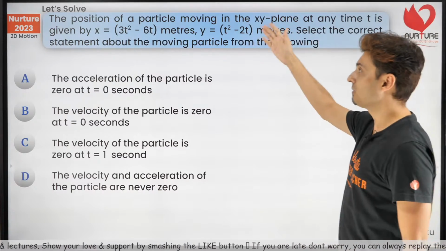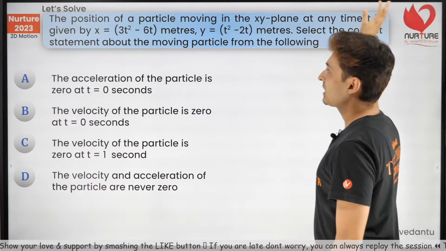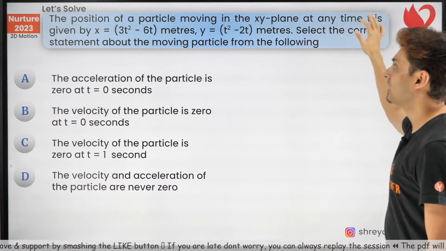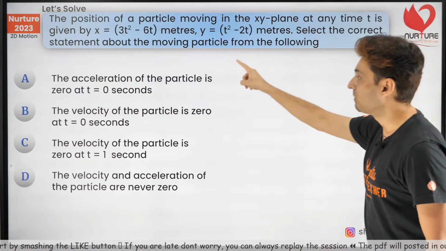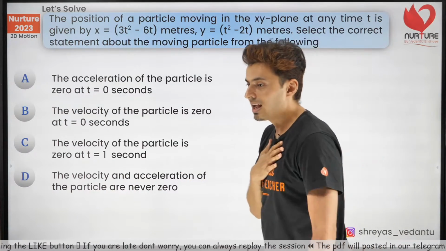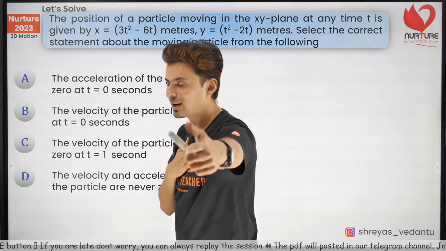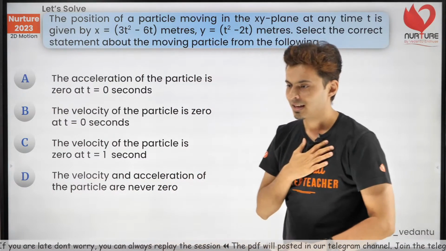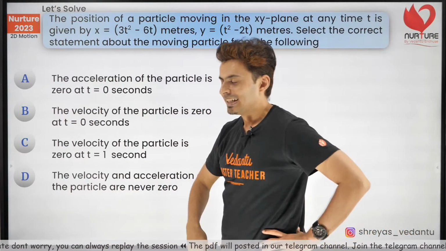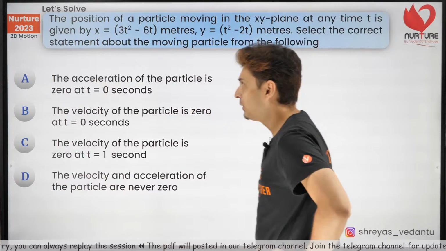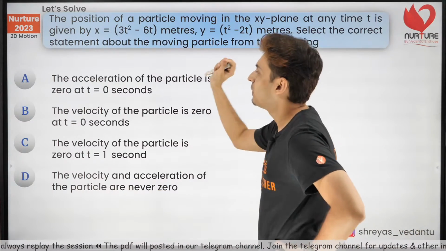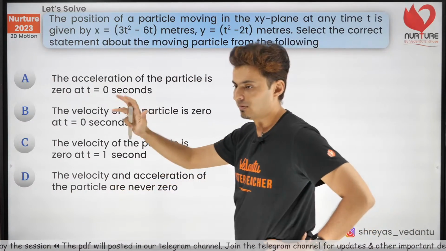So the position of the particle moving in the xy plane is given by this. The y coordinate is also given by this. Which of the following is correct? Come on, guys, I'm expecting you are going to answer this. Let's see how many of you are going to do this question. Beautiful question. Only one of them is correct. Not all of them are correct.